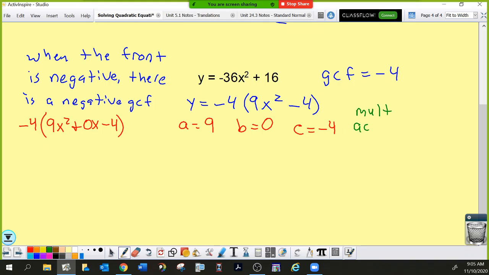Two numbers that multiply to a times c will add to the b value. Well, the b value is 0. A times c is 9 times -4. That is -36. I need to multiply two numbers, get -36, and they need to add to 0. So what does that make those two numbers? Well, the only way I can add two numbers and get 0 is if they're the exact same number, one positive, one negative.